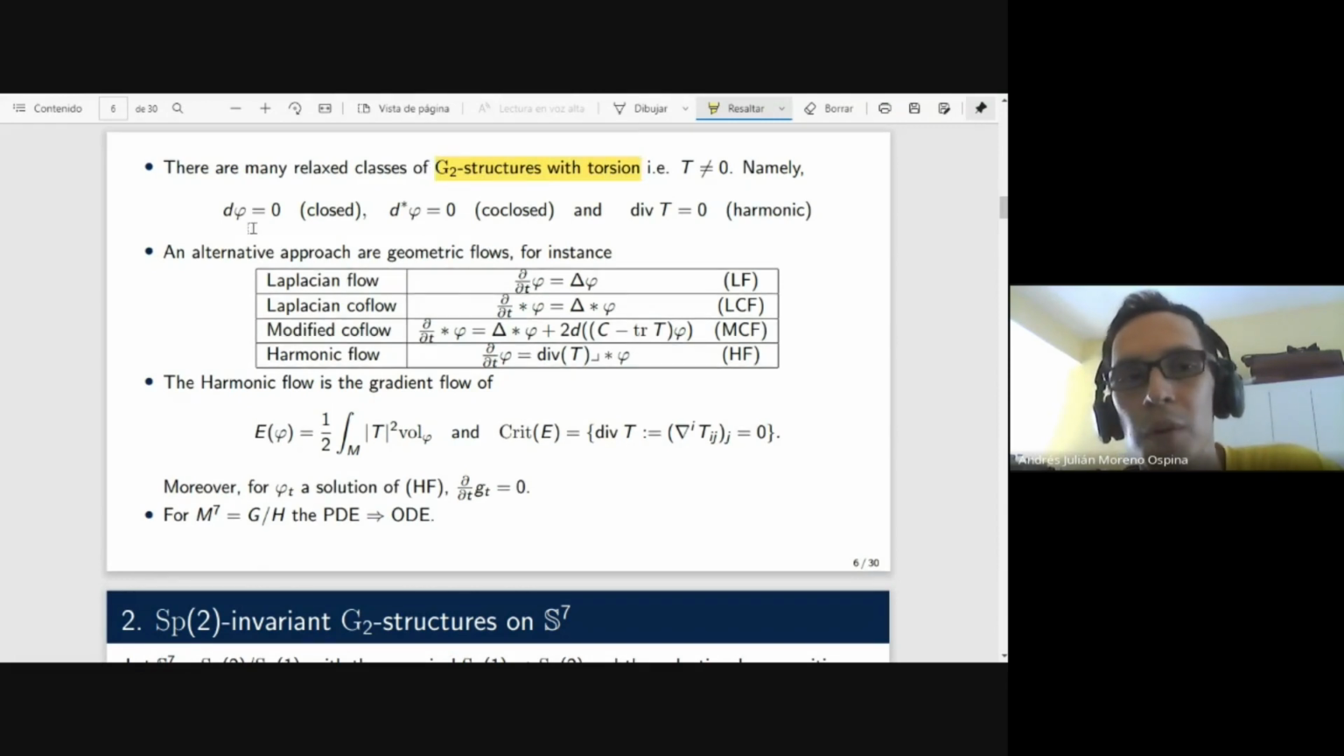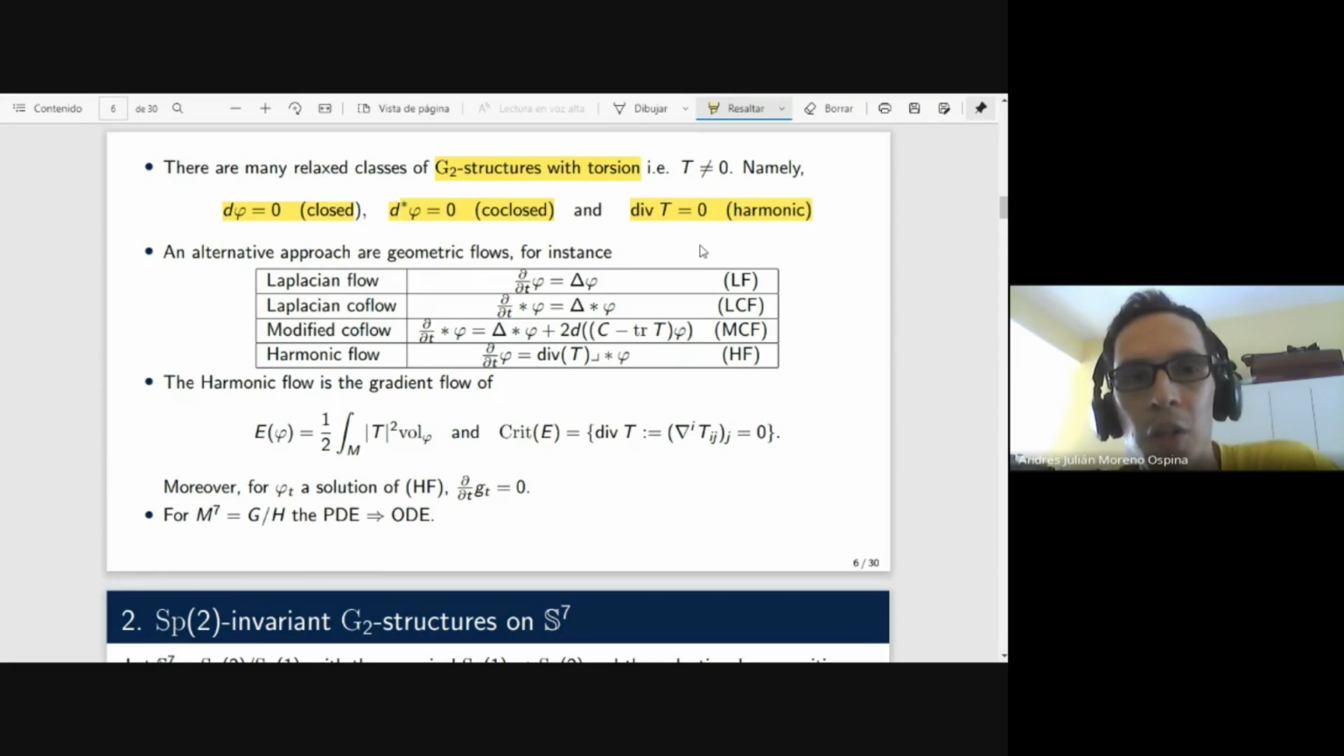Some examples of these G2 structures are the closed G2 structures, the co-closed G2 structures, and the harmonic G2 structures. Sometimes these harmonic G2 structures are called divergence free for obvious reasons. But in this talk, we call them harmonic because we will see that they arise from a harmonic problem, like the harmonic map problem.